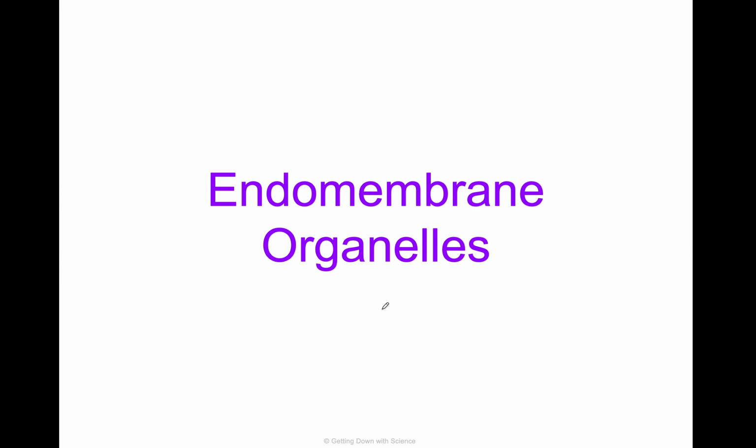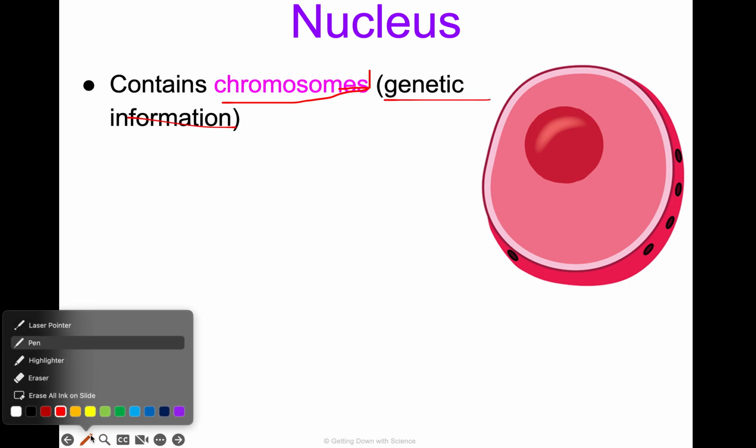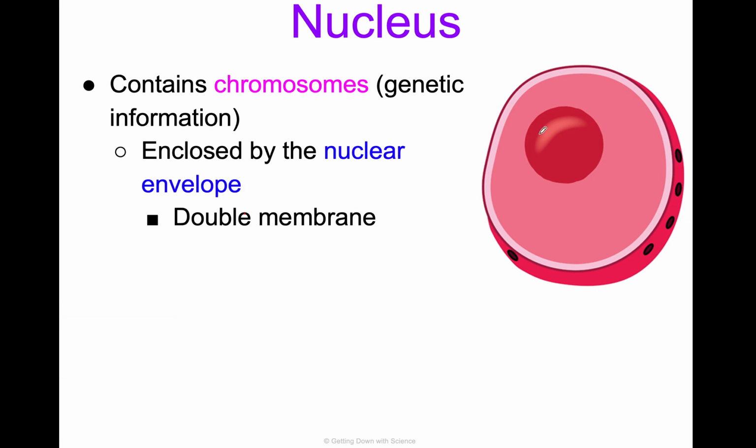Endomembrane organelles. These are the organelles in eukaryotic cells, in your cells, in animal cells. We're going to go over each individually. First is the nucleus. The nucleus contains chromosomes. Chromosomes are giant long pieces of DNA that hold genetic information. This is what is passed down from generation to generation. They are enclosed by a nuclear envelope. You can see here it's a double membrane, so you have an inner and an outer membrane.